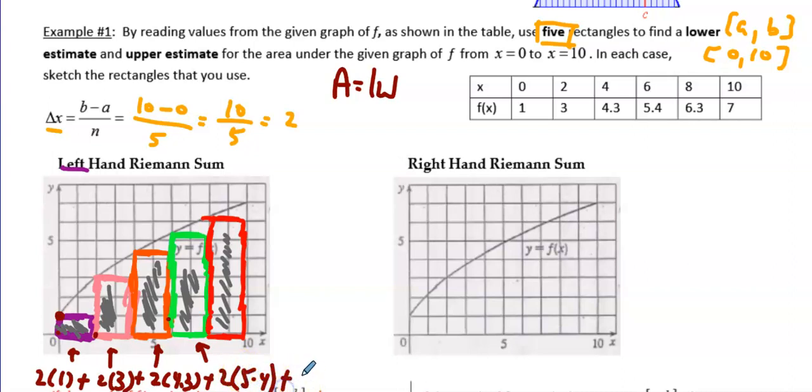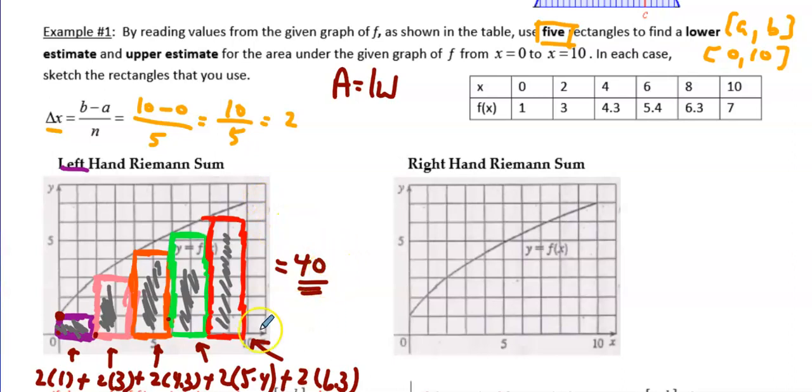And then the last one, ladies and gentlemen, our width is going to be 2. Right, this width is going to be 2. And then we used the left-hand side of our interval, so we used 8 in lieu of 10. And so at 8, we're going to do 6.3. All right. And so we're going to use our calculator here to add these values up, and we get that this is 40. So the area under the curve, approximately with left Riemann sum, is going to be 40.